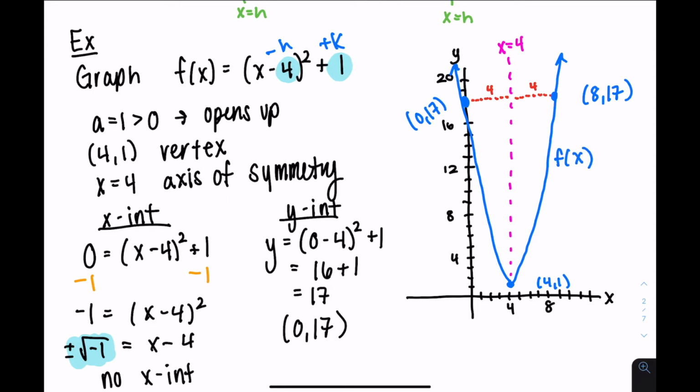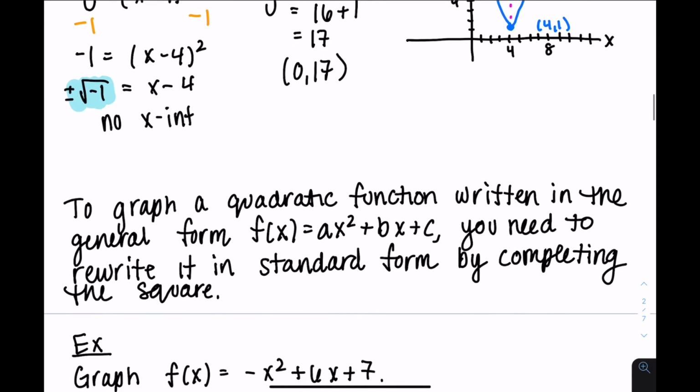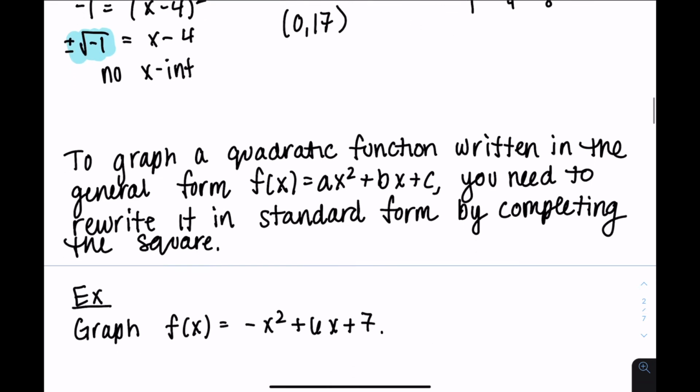Okay. So the standard form is really useful to make a clean picture of the graph without much effort. So when we want to graph it, we should always put it in standard form. If you have something that's written in general form, so just ax squared plus bx plus c, you've got to first rewrite it by completing the square. So let's go through that process together.